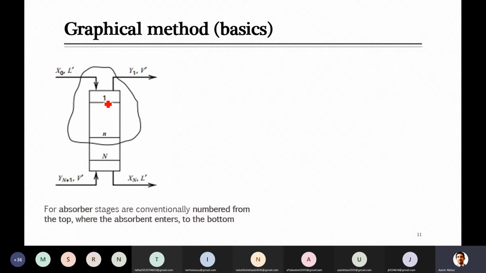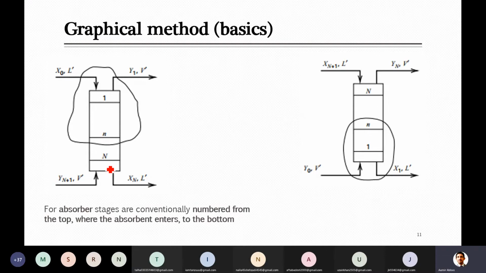So for the absorber, when you go for its design, the stages are numbered from top to bottom. The absorbent, the liquid, enters from the top. For the absorber we start the numbering of the trays, because this is the main tray tower, from top to bottom. So from the top, where the absorbent enters, that will be named number 1, and so on. You go till number n at the bottom of the column.